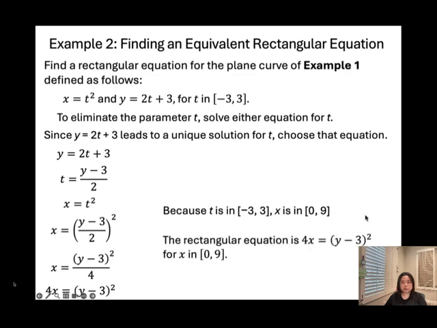So the rectangular equation will be this guy for the x in 0 to 9. Okay, that will be under the domain x from 0 to 9.